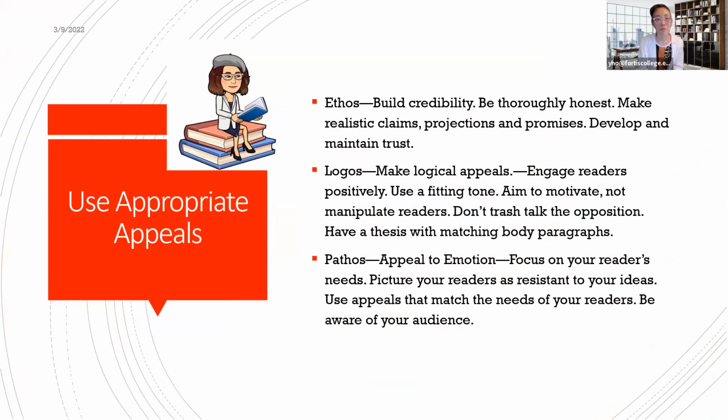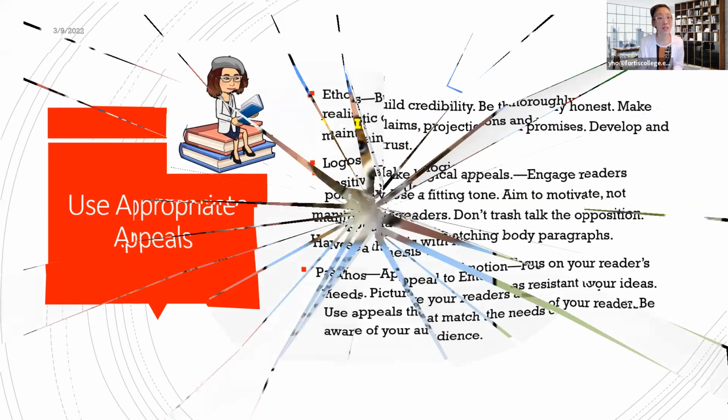Ethos is to build credibility, make realistic claims, projections, and promises, maintain trust. Logos: appeal to logic, engage readers positively, use a fitting tone, aim to motivate, not manipulate readers. Don't trash talk the opposition. Have a thesis with matching body paragraphs. Pathos: focus on your reader's needs. Picture your reader as resistant to your ideas. Use appeals that match the needs of your readers. Be aware of your audience. That's why it depends.